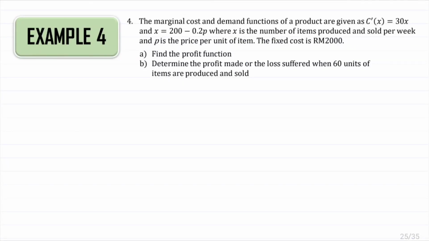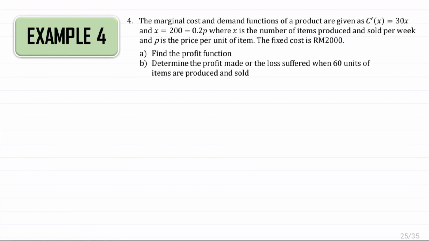Question number 4. The marginal cost and demand functions of a product are given as C prime x equals 30x and x equals 200 minus 0.2p, where x is the number of items produced and sold per week and p is the price per unit of item. The fixed cost is 2,000.